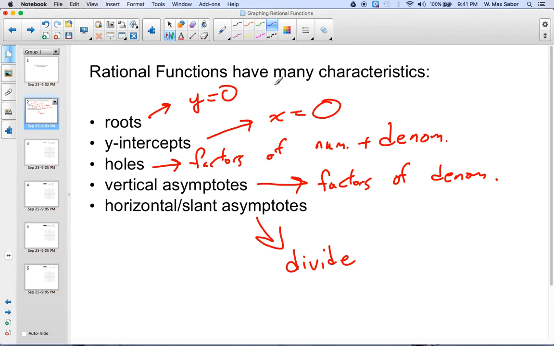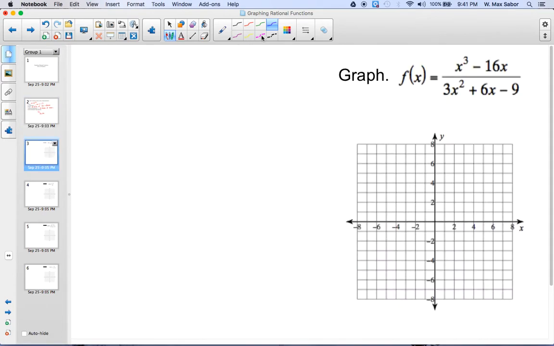One thing that's worth pointing out is that when we actually perform the factoring, that will also find us our roots. So it's good to start with the factoring, in my opinion. So let's do a first one. Let's graph f of x equals x cubed minus 16x over 3x squared plus 6x minus 9.